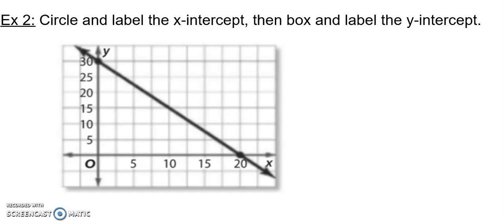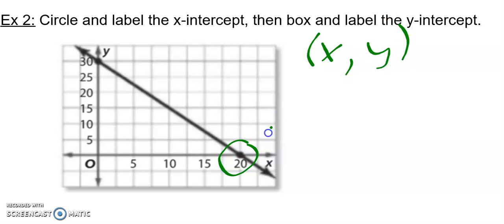Example 2, we want to circle and label the x-intercept, then box and label the y-intercept. So our x-intercept is where we cross the x-axis. There's that, circle it. I want to label it. The ordered pair is always x comma y.